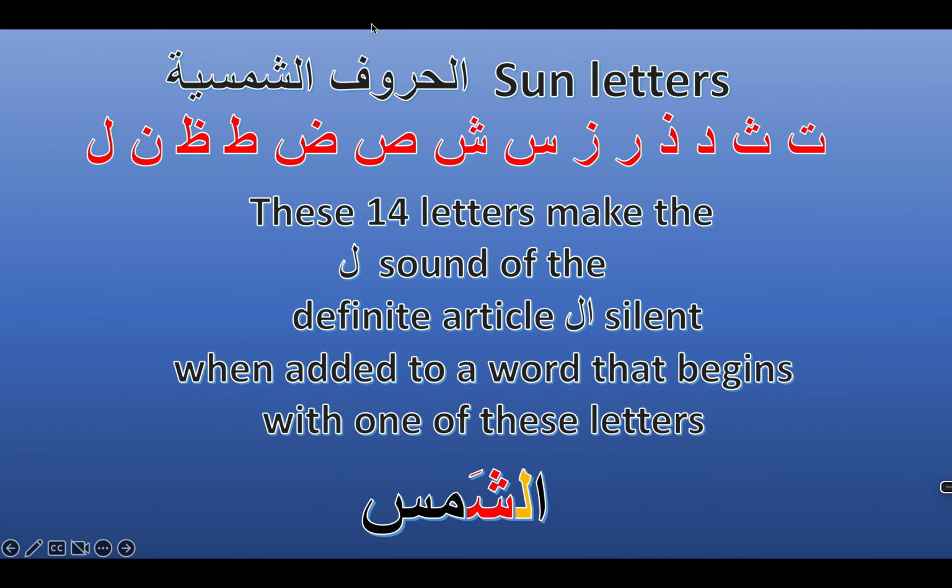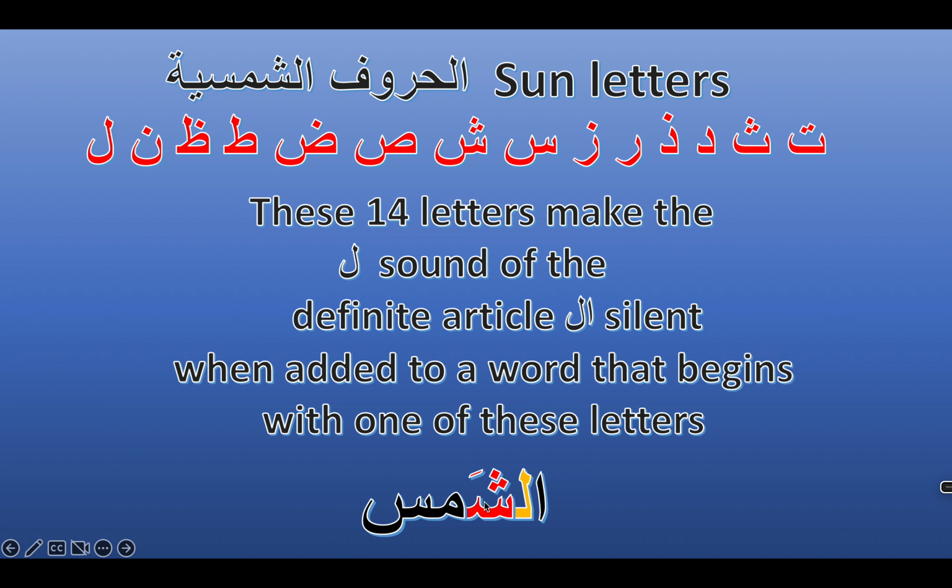However, before we delve into the verbs, I just wanted to draw your attention to the difference between sun letters, الحروف الشمسية, and moon letters, which I mentioned in the previous video. So there are 14 sun letters, and they make the L sound of the definite article L, which means the, silent when you add it to a word that begins with one of these letters.